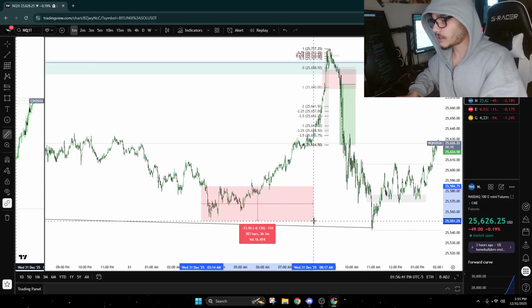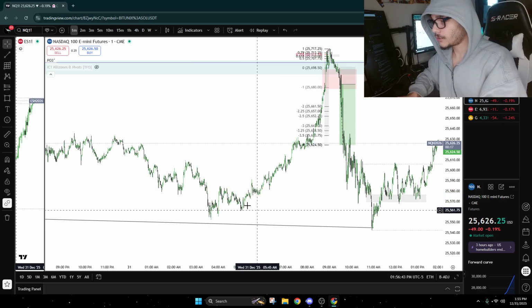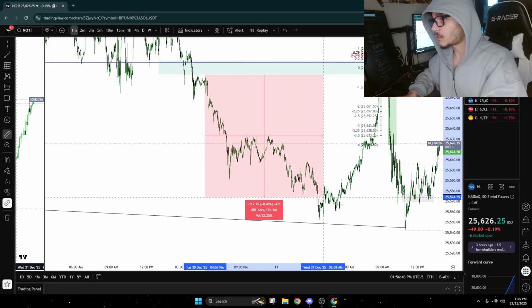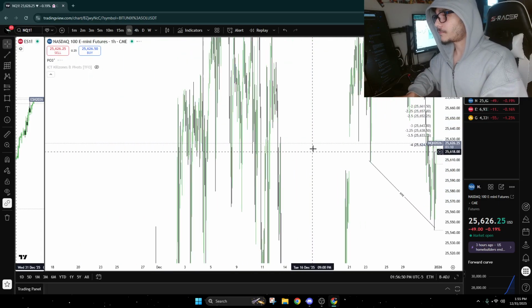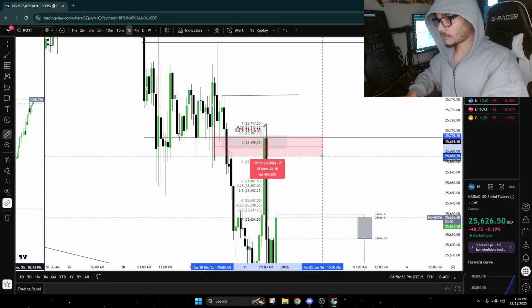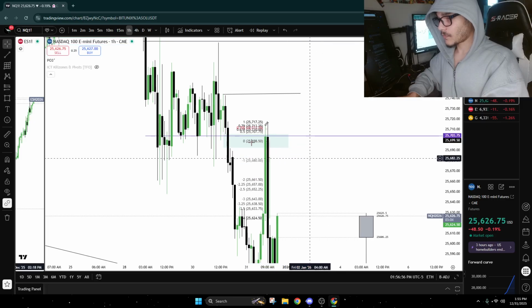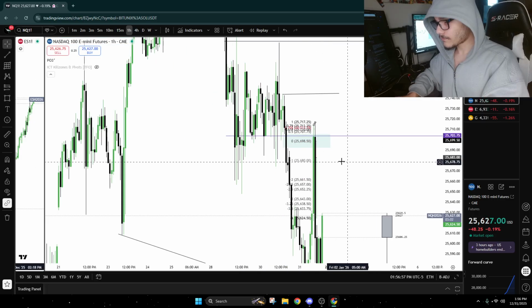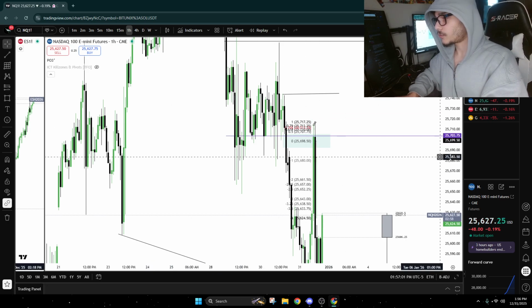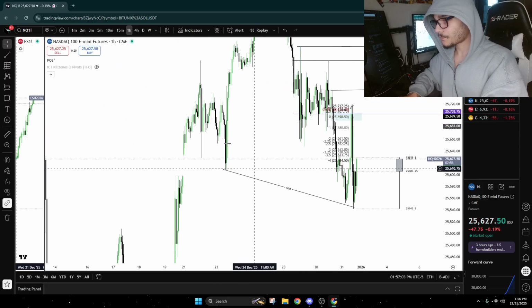Technically this was our accumulation level down here, and then this was our manipulation leg sweeping out all of this liquidity, and then coming to tap this 1 hour fair value gap and back into this key level. So mark out the key level, mark out the fair value gap. We know where price wants to retrace to before making the actual move.